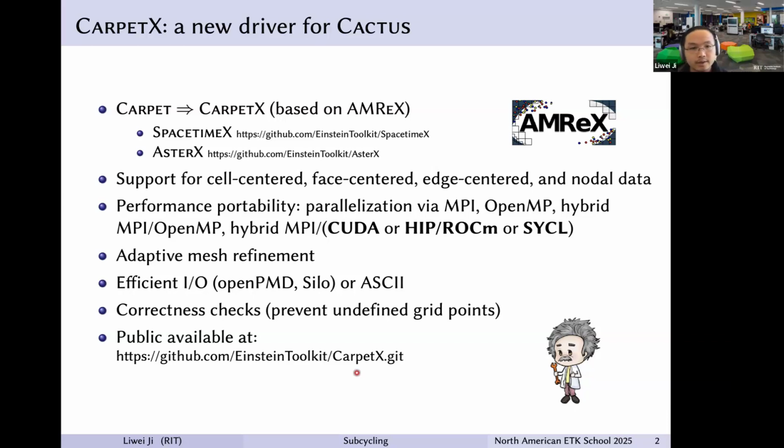Based on this new driver, there are a bunch of new thorns which already can use it. Here are two examples. For the spacetime evolution, we already have Spacetime X, which contains all the components which can be used to do vacuum simulations. And for the GRMHD simulations, we have AsterX, which is available here. And Jay will talk about this next.